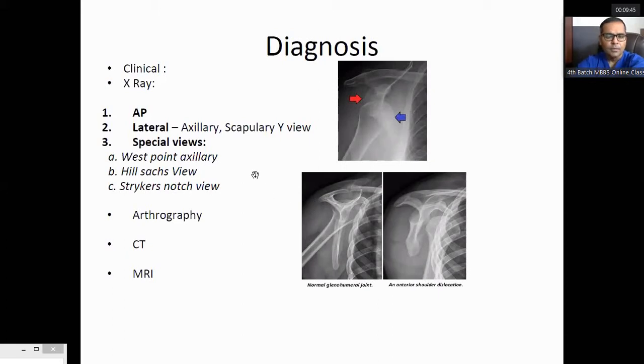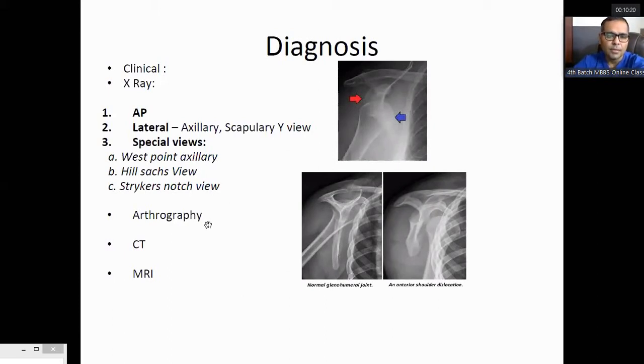Okay, there are some special views for the shoulder joint. There are so many associated lesions in the proximal humeral fractures, such as Hill-Sachs lesion, Bankart lesion, and different associated lesions like bony Bankarts. To assess these associated lesions, there are special views like West Point axillary, Hill-Sachs view, Stryker notch view. These are actually not needed in depth at this level.